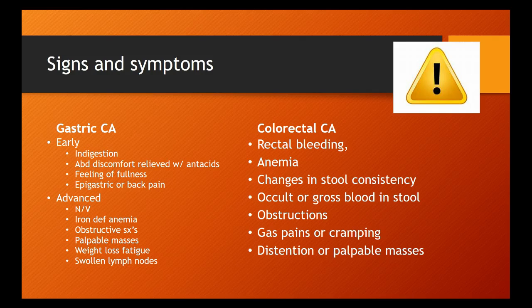maybe decreased bowel sounds, differences in bowel patterns, palpable masses, of course weight loss and fatigue, and swollen lymph nodes. For colorectal cancer, we're going to look for rectal bleeding, anemia as a result, changes in stool consistency, occult or gross blood in stool, obstructions again, just like gastric cancer, gas pains or cramping, distension or palpable masses.